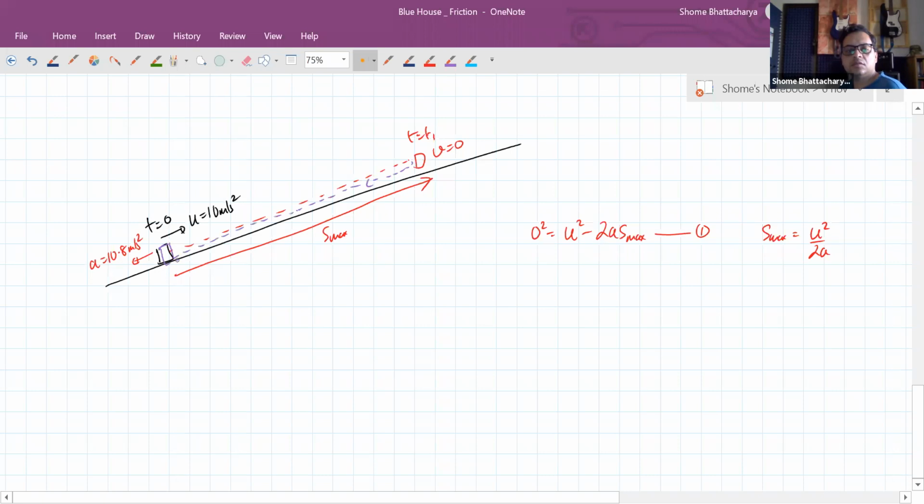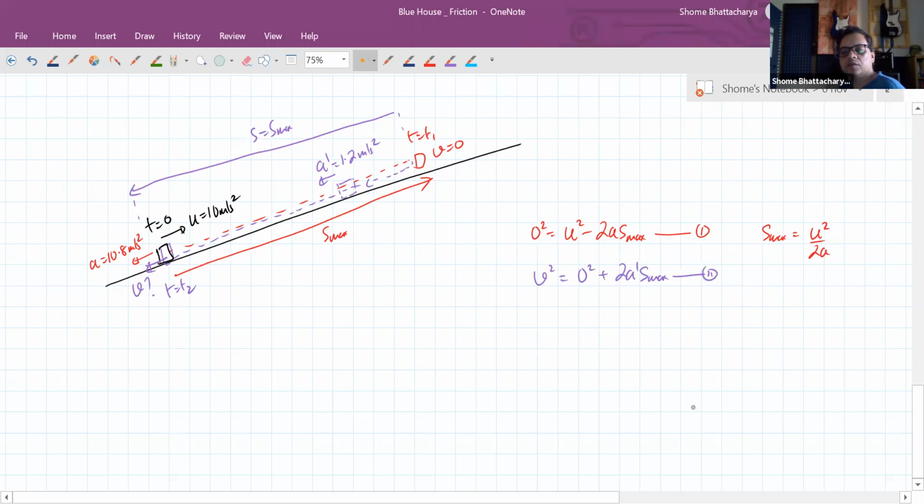and at some time t equal to t2, let's say, it crosses this with some velocity v, but now on the way down it has an acceleration of 1.2 meters per second square. Okay, so for the second, and then also the displacement will be the same, it will have the same magnitude. Okay, so this time v square will be equal to 0 square plus 2a prime into the same magnitude. Okay, so v square is equal to 2a prime s max.